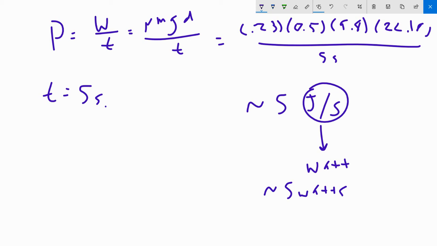Okay, hopefully this has been helpful. I hope you can see that the power really isn't that hard. Once you know everything else, then power is just like a little cherry on top.